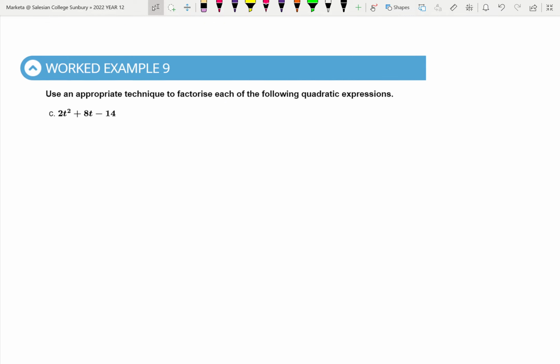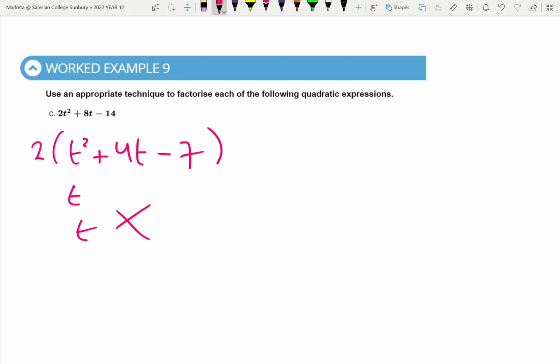Okay, so now we have, using an appropriate technique, to factorise this quadratic expression. And what I see is that, well, 2t and t, and any factors of 14, and look, it would be even clearer if I take the 2 out. If I try and cross multiply, there's going to be no factors of negative 7 that when I add together with the factors of t squared will give me 4t. So this tells me I need to complete the square or solve via the quadratic formula.